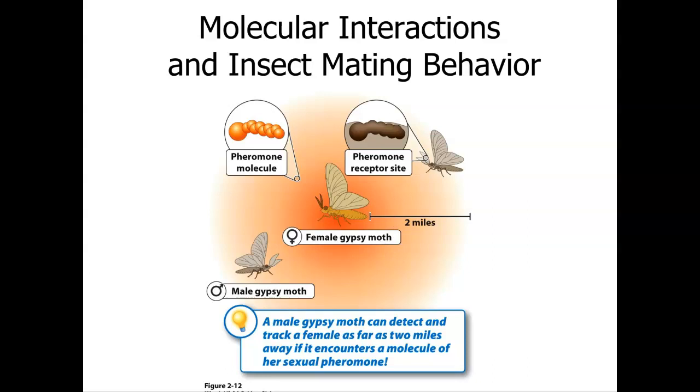Molecular interactions between insects, mating behaviors are going to be seen here. And so that's going to be one that's picked up by the nose and the different chemicals that are out there referred to as pheromones. And so specific pheromones are going to be released by females and males, and depending on what type of pheromones are released and how it fits into the receptor determines who's going to be attracted.